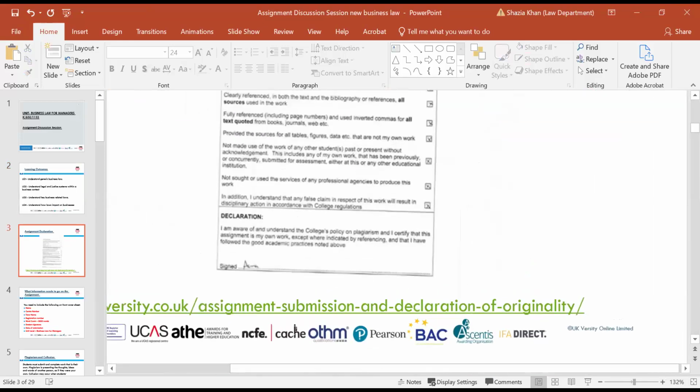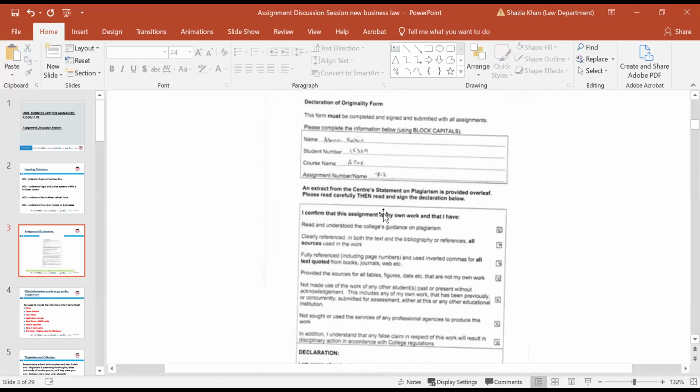so you know. This declaration identifies your name, your student number, your course, and your assignment name as well. And it confirms that you've read and understood the awarding body's policies on plagiarism, and you've read the college's guidance on plagiarism, and you've referenced all your work and all the sources that you've used. You've fully referenced it, and the referencing system, I'll reiterate this again and again, is the Harvard system that we use.